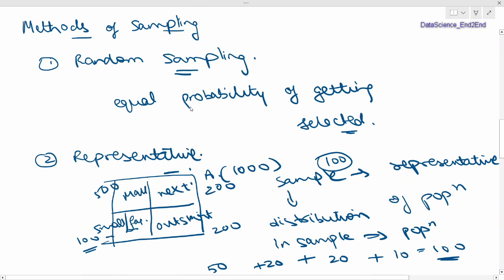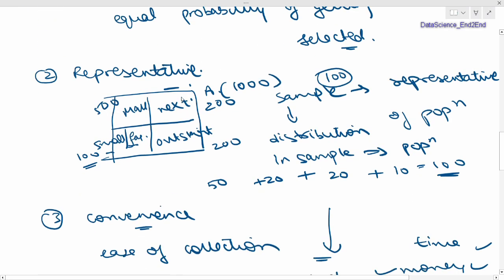First one is random sampling. Random sampling is the case when you are selecting the sample and every item has an equal probability of getting selected. The second one was representative sampling. In representative sampling, the researcher makes sure that the distribution in the sample is in line with the distribution in the population. For example, there are four different types of shops from which you can take a sample, and if the percentage of observations in the sample from malls is similar to what it is in the population, then we say that we are doing representative sampling.